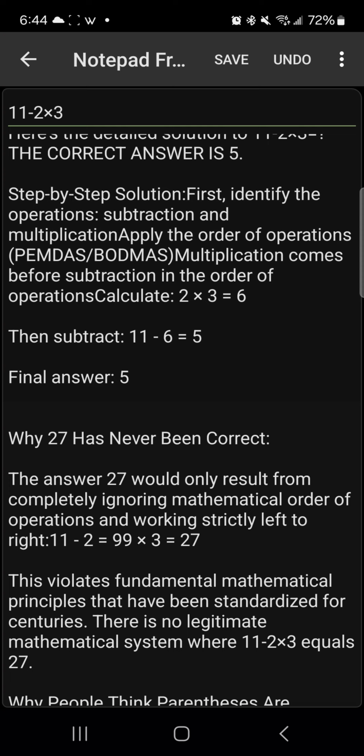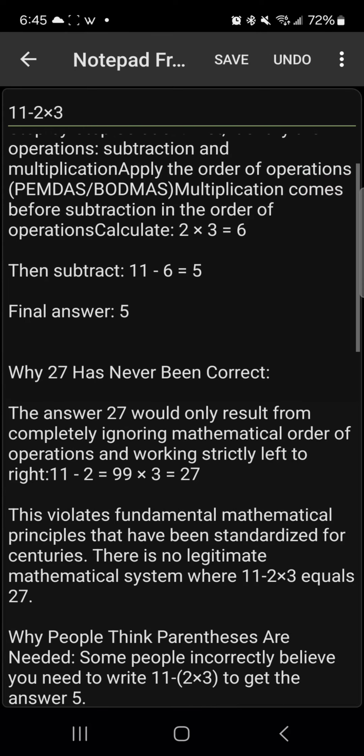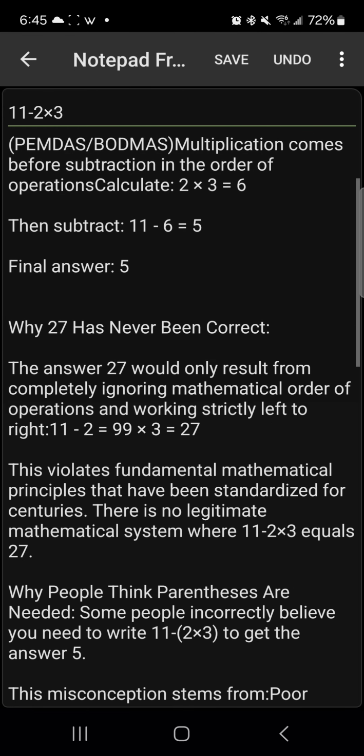Multiplication comes before subtraction in the order of operations. You calculate 2 times 3, and that equals 6. Then you subtract 6 from 11, and you get 5. The final answer is 5. Now again, when I look through the post for this, I see so many people answering 27, mostly older adults. 27 has never been correct.